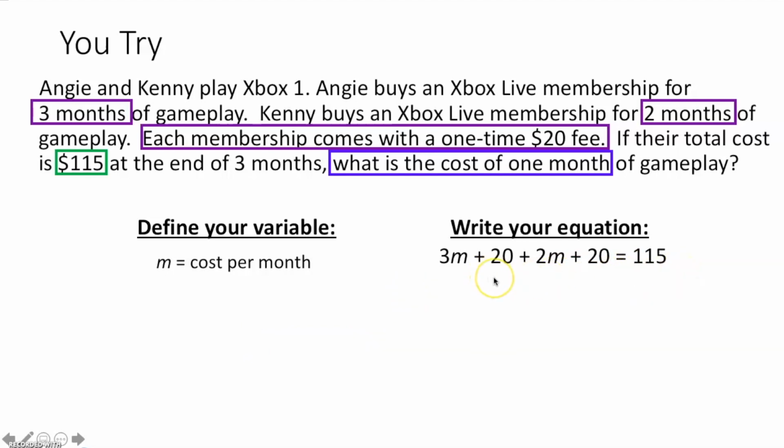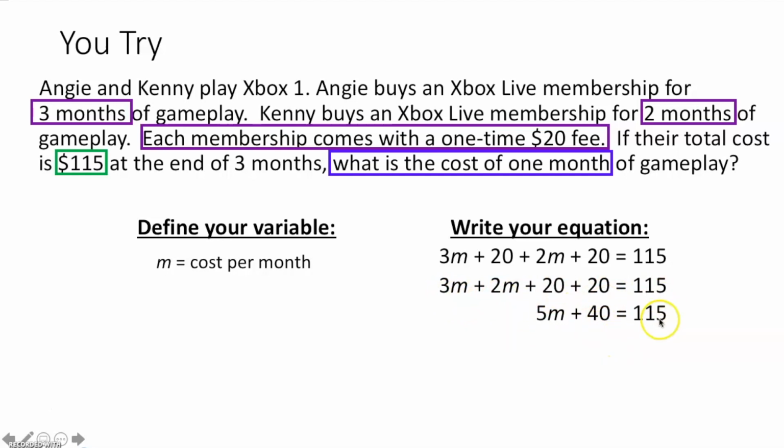So let's do that. Simplify, move, solve. Can we simplify this side? Yes. We have a couple like terms. We have the M's that are like terms and then those 20s we can add together. So we're going to use the commutative property, switch these two guys. That way we can add together like terms. 3M plus 2M gives me 5M, and then 20 plus 20 is 40.